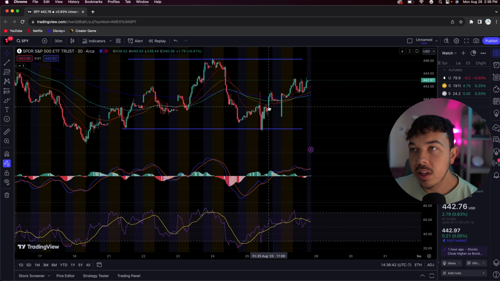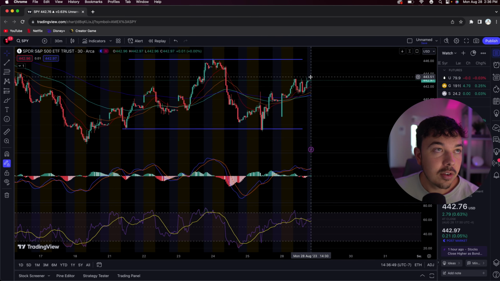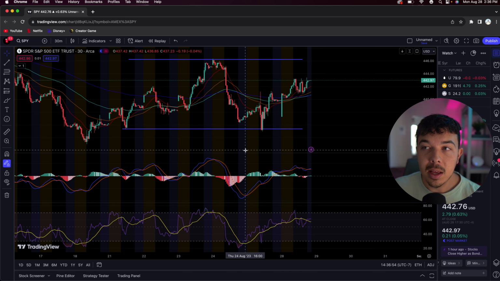So once you enter the EMA lines again, like this one has, then you could again enter a trade, and then it'll most likely reverse again, and you could be entering calls at this point. So that's how you're going to be able to use the EMA lines.